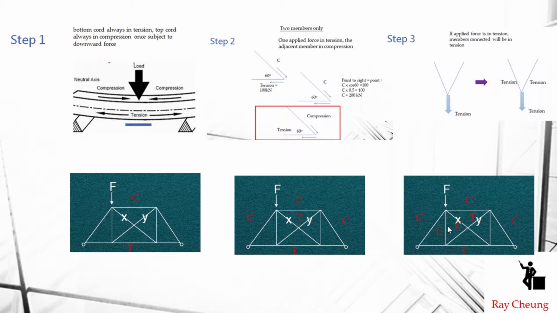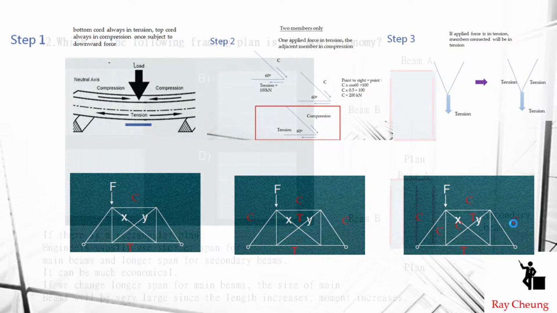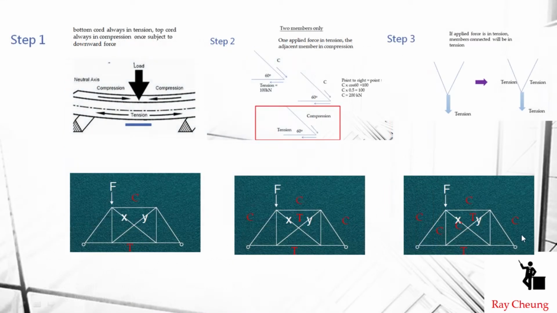If we apply compression here, most likely they will form compression here. Okay, and then that's why you will see this is compression. Compression and compression, most likely you must have tension here, otherwise the truss will be unstable. This is the so-called case where if we choose Y to be in tension, the structure is then unstable.